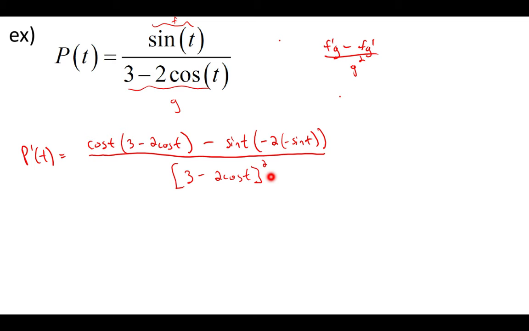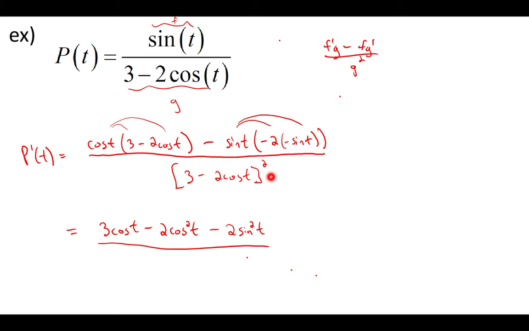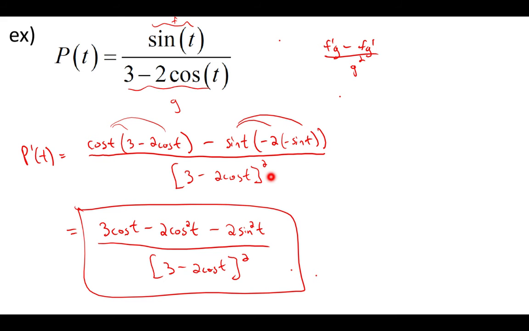We could definitely do some simplifying with this one. We'll probably want to go ahead and distribute this on the top. So that would just become 3 cosine t minus 2 cosine squared of t, because we got a cosine times a cosine. We'll distribute this other one on the top. Well, that becomes a positive 2 sine t, so overall it becomes negative 2 sine squared t. Looks good. Over, we'll just keep the bottom, 3 minus 2 cosine t squared. There we go.